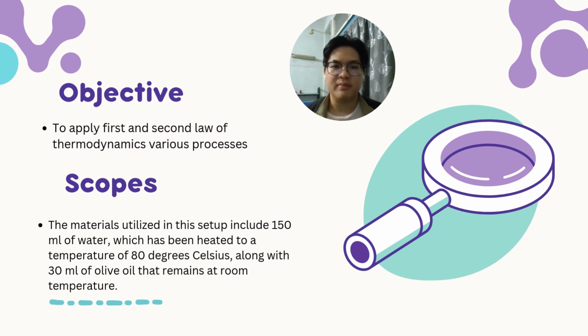In this experiment, our objective is to apply the first and second law of thermodynamics in various processes. The materials we will be using are 150 millilitres of water, which has been heated to a temperature of 80 degrees Celsius, along with 30 millilitres of olive oil that remains at room temperature. We will see the heat transfer between the two materials.